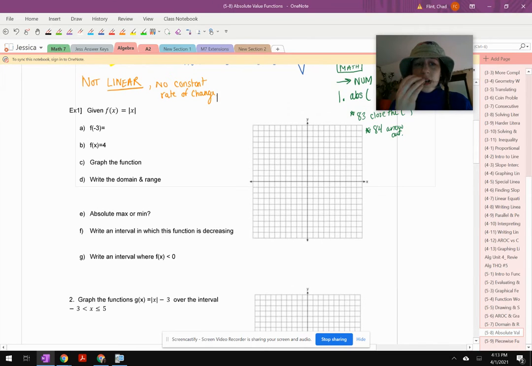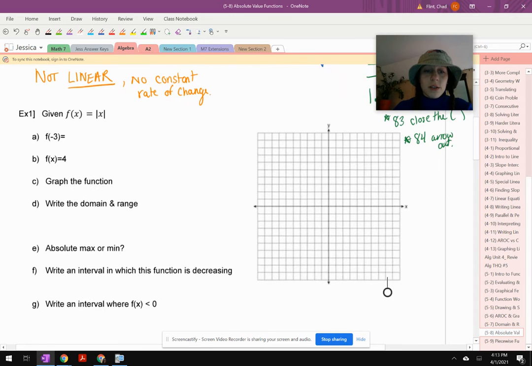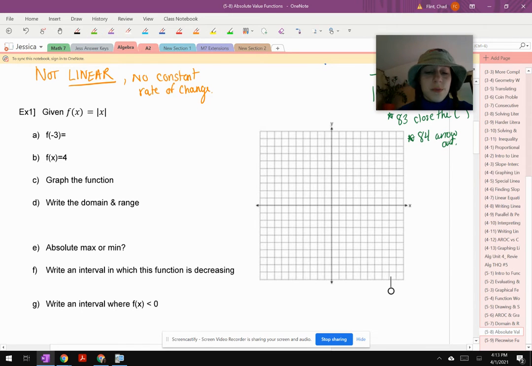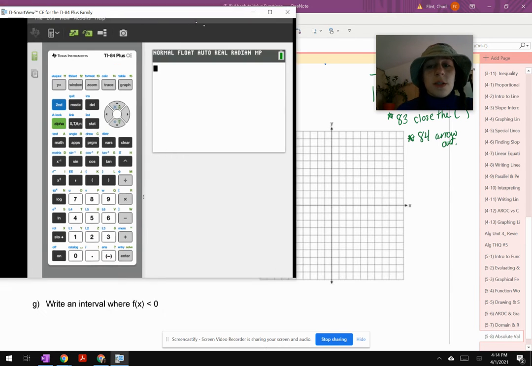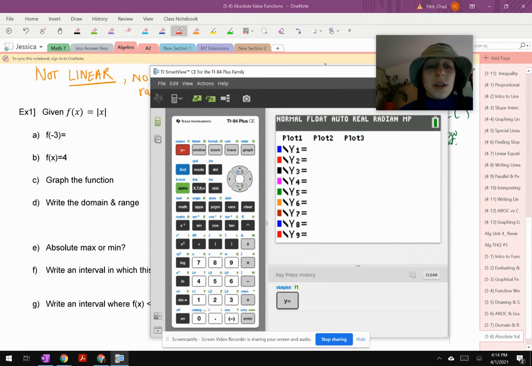Okay, example 1 here on 5-8 absolute value functions. This one's kind of long, with a bunch of different parts to it, which is basically a review of all the stuff we've been working on in this unit so far. So that'll be good for us. First thing I want to start with, because our motto this year is work smarter, not harder, is plugging this into our calculator.